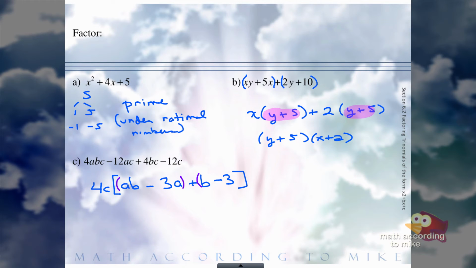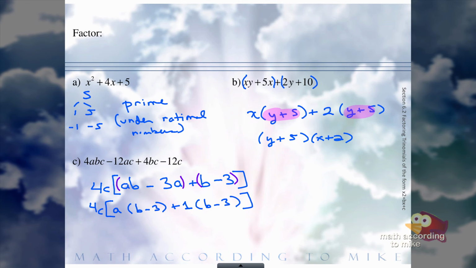This 4C that we originally pulled out, that stays right there. So we'll have 4C. Keep your brackets until the very end. From the first group, we can pull out an A. And if we pull out an A, we're left with B minus 3. From the second group, we can only pull out a 1. And notice we're left with B minus 3.